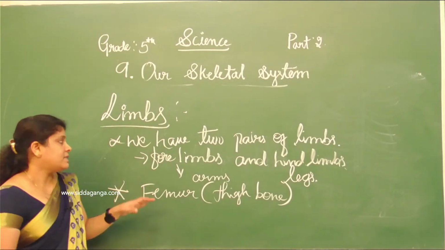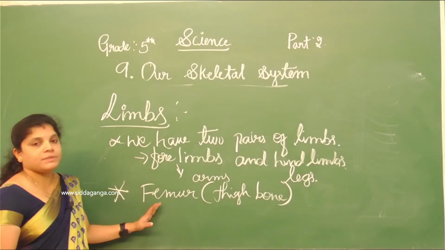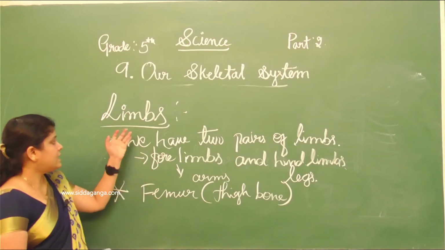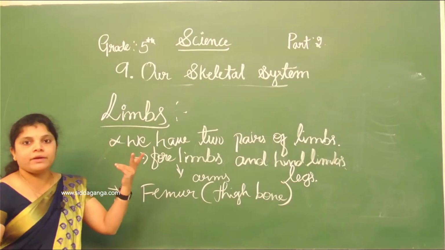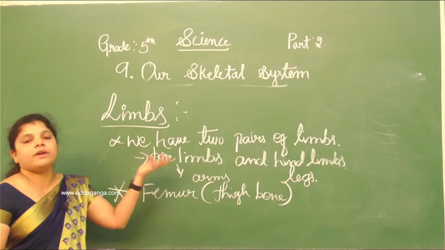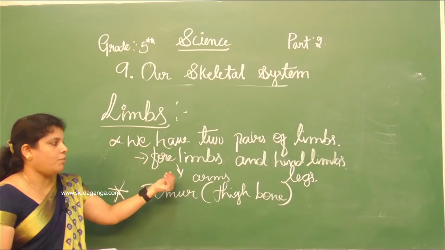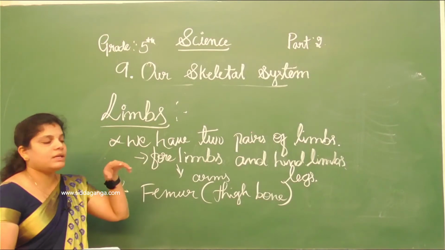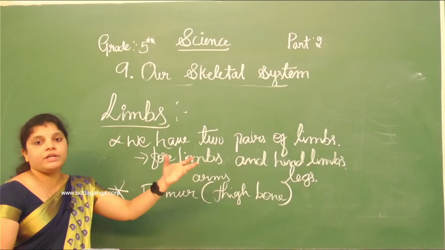Okay, see, these are all about limbs. See, we have two pairs of limbs. Okay, see the four limbs. First, front limbs are modified into arms, and the hind limbs, means backward limbs, are called what? Hind limbs. They are modified into what? Legs.